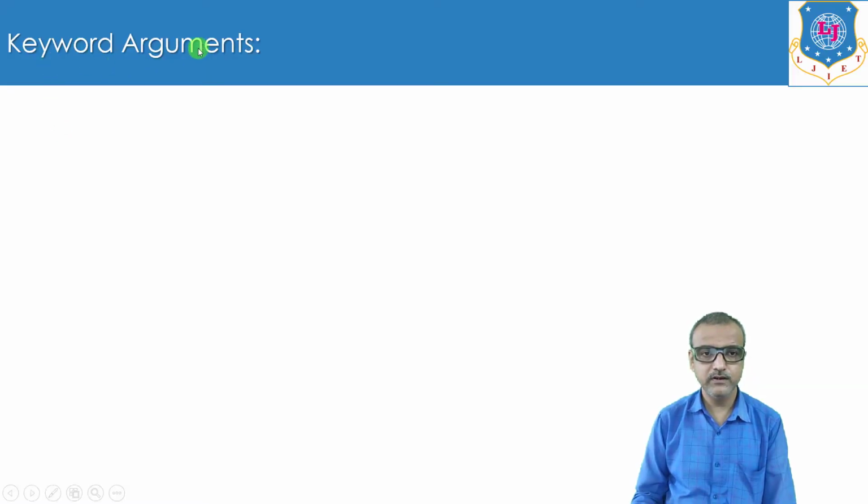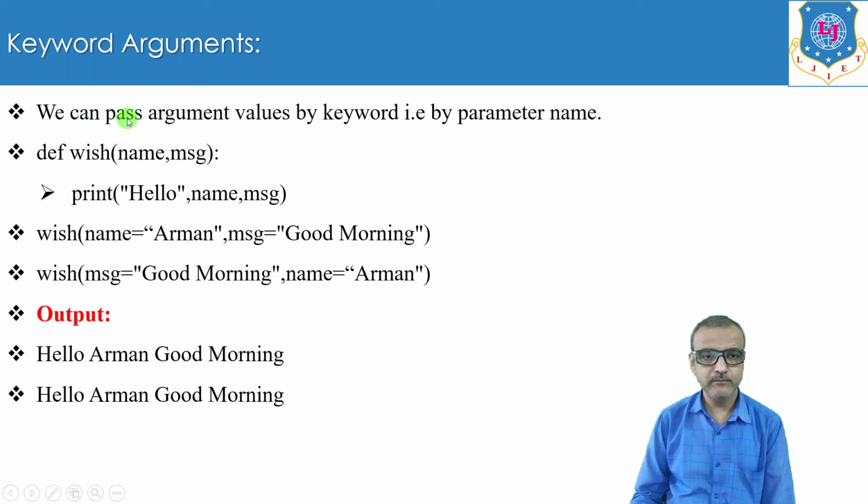Now we will see keyword arguments. We can pass argument values by keyword, that is by parameter name. So I will make you understand with the help of an example. Here we are declaring one function, that is the wish function. First of all we will write the def keyword, then after that the function name wish, and we are passing the parameters by parameter name. One is name and other is msg, that is message, and don't forget to write this colon. Then in the body of the function, we are writing the print statement, that is print hello, name, msg.